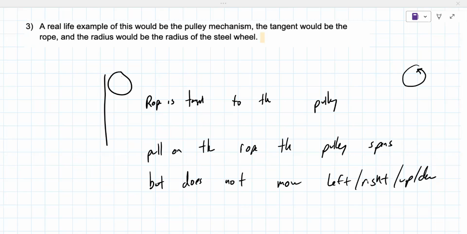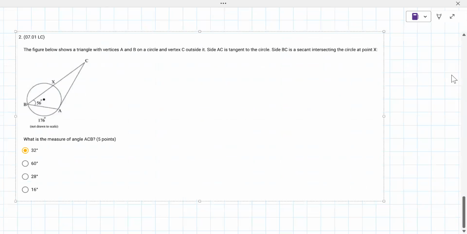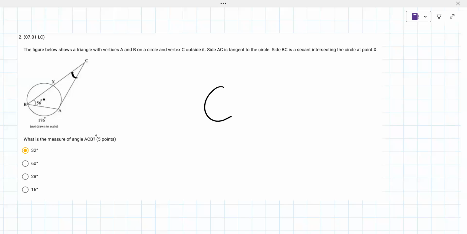Take a look here. I believe I already sent this. What is the measure of angle ACB? They want this one right here. There are a lot of extra lines here. What we really want is x, little m, and big M. So x is equal to big M minus little m, divided by 2.